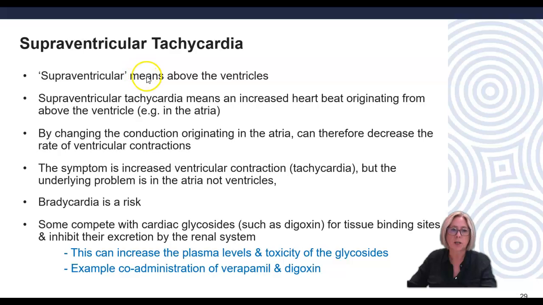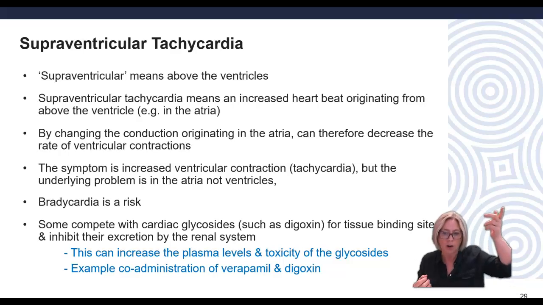So as I just said, supraventricular means above the ventricle, so in the atria. So this tachycardia means an increased heartbeat originating from above the ventricle, so in the atria. So by changing the conduction originating in the atria, you can therefore decrease the rate of ventricular contraction. So the ventricles are contracting really rapidly, but if you treat the origin of that, which is the supraventricular tachycardia, then that's going to decrease the rate of ventricular contractions too. So the symptom is increased ventricular contraction. The underlying problem is in the atria, not the ventricles.